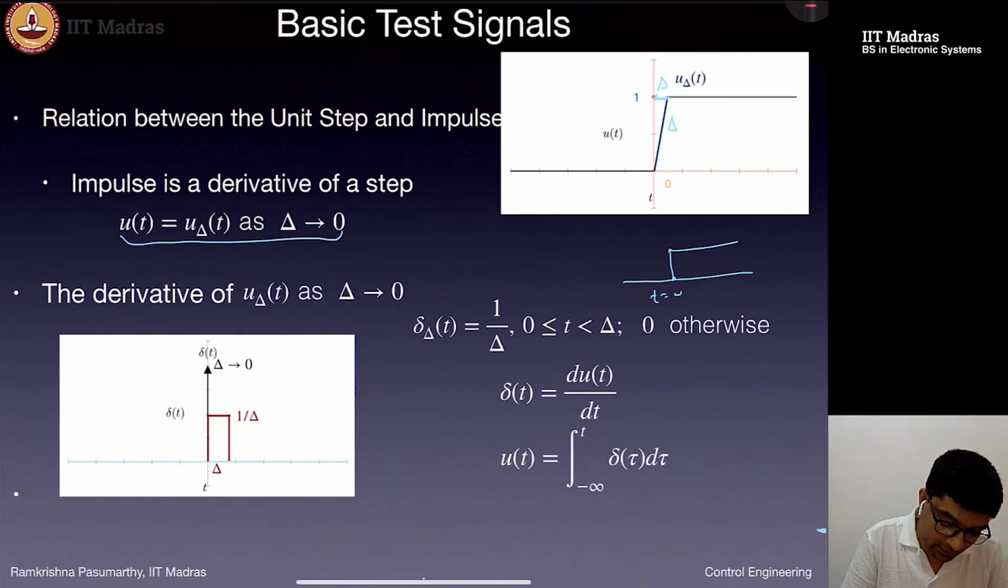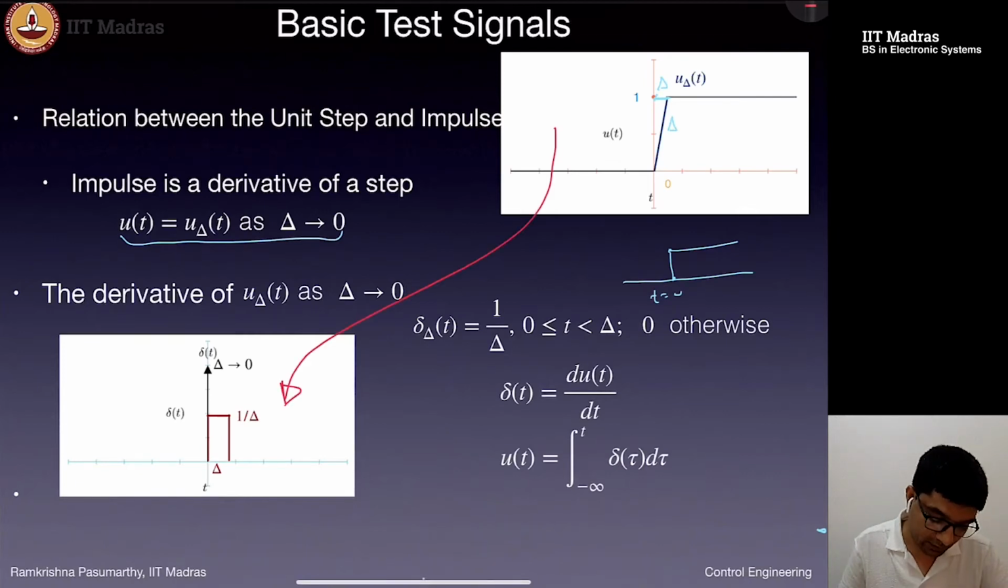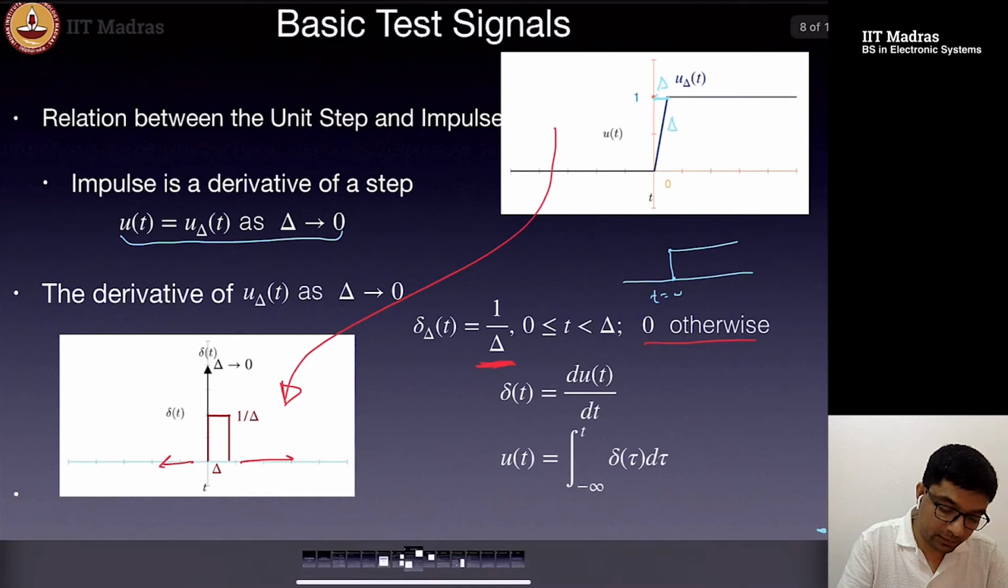So I start from here and I can just say, well, this is how it looks. The derivative of this function is such that it is 1 over delta for this interval from 0 to delta, and it is 0 otherwise. So there's nothing on this side, there is nothing on this side. Okay, this is now in my familiar territory, right?